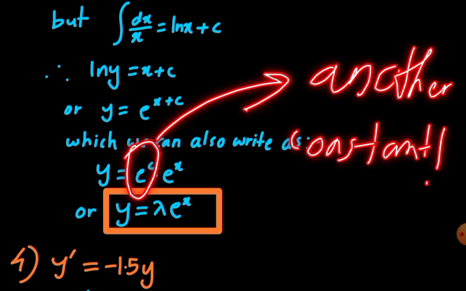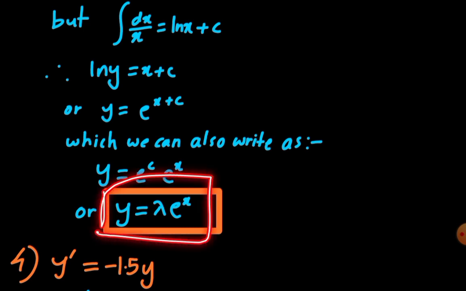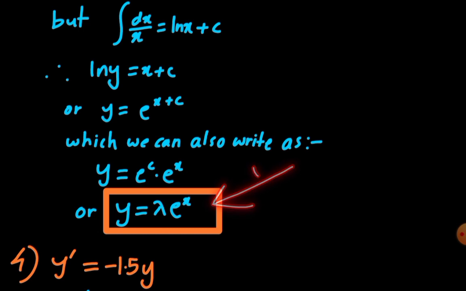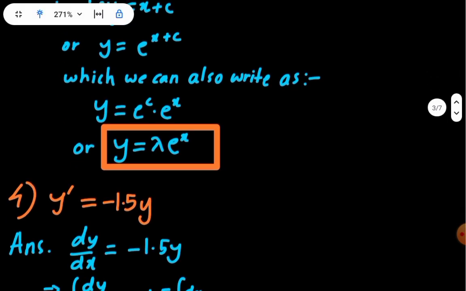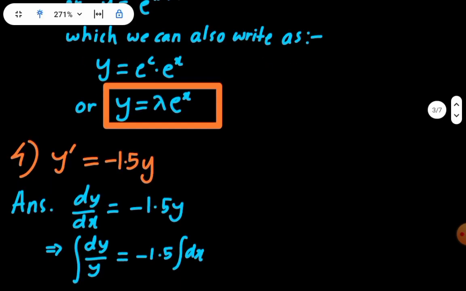Hence, we can just name it as lambda, and hence we can write the general equation in a much more beautiful form, which is y equals lambda times e to the power x, right? So that was our final answer for the question number 3. Let's go to the question number 4. It's just the same question, right?